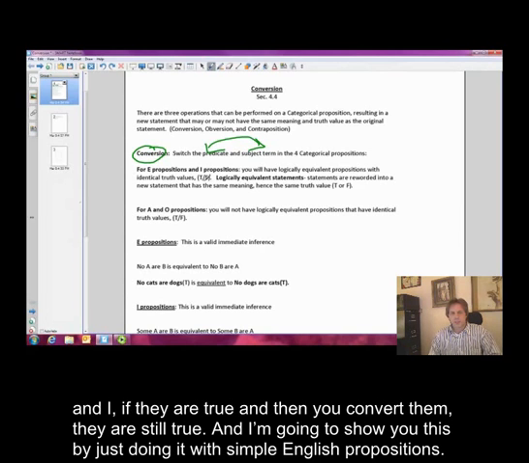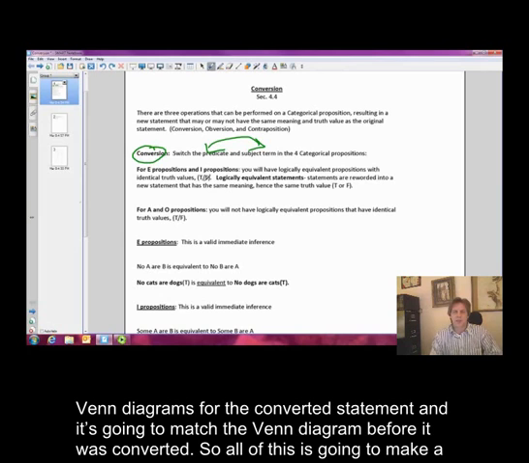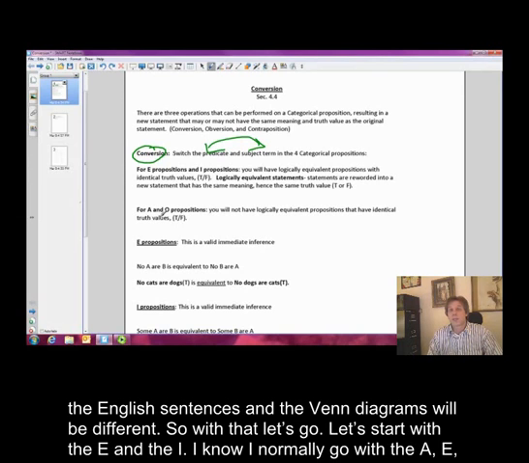I'm going to show you this by doing it with simple English propositions. You'll see that we'll ask, is this true in English? Yes. If we convert it, it's still true. It has the same meaning. And we're going to draw the Venn diagrams for the converted statement, and it's going to match the Venn diagram before it was converted. All of this is going to make a lot of sense as we get going. And then A propositions and O propositions are not logically equivalent. I'll be able to show you that through the English sentences, and the Venn diagrams will be different. Okay? So with that, let's go.